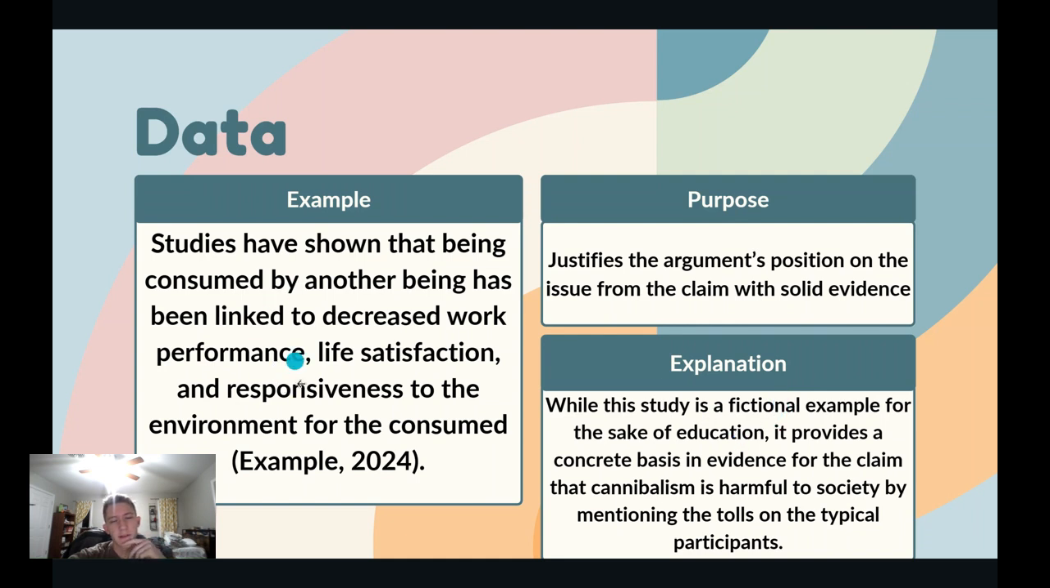To explain this specific example, we have our fictional study, but then we also have the reasoning that it provides to how it may harm society because it harms the individual participants in the activity, in this case, cannibalism.